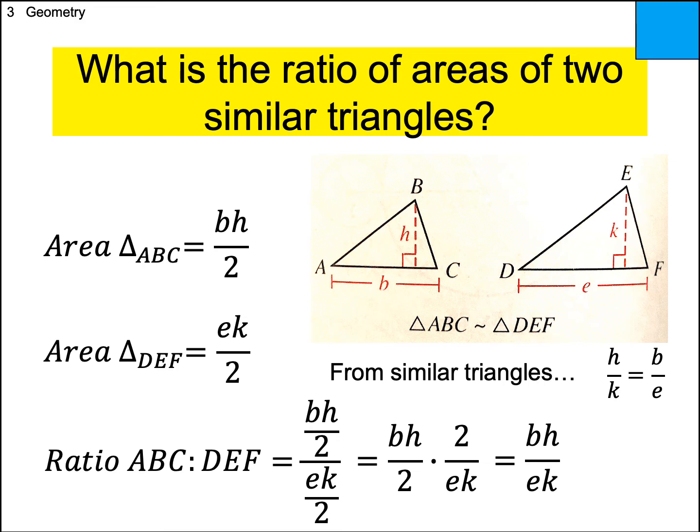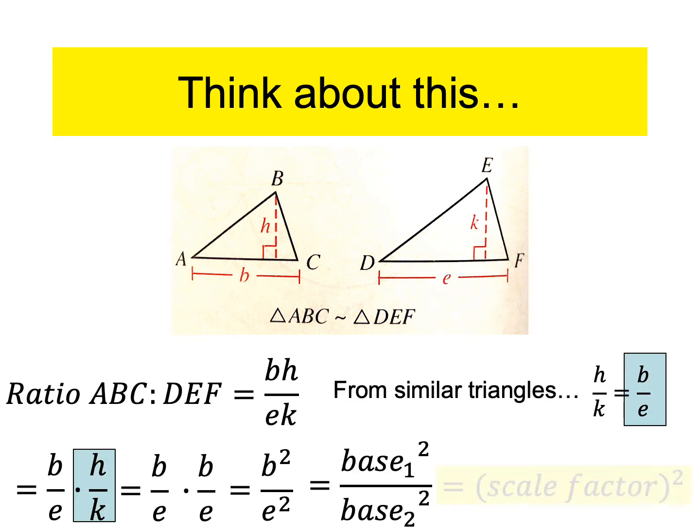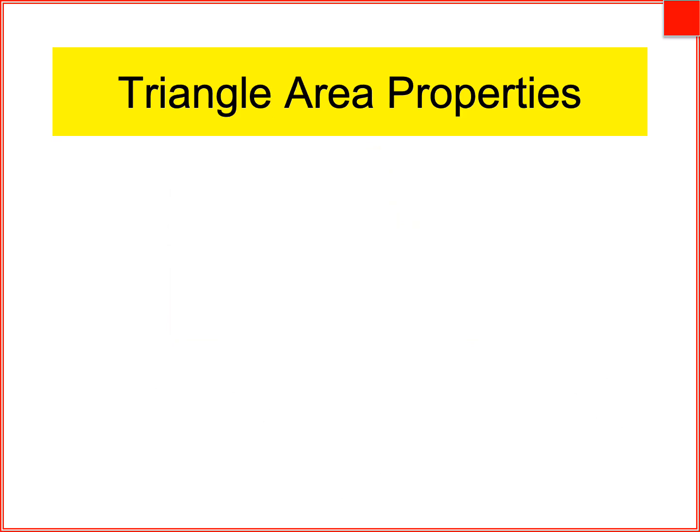So what does this basically say? That says if you have two similar triangles, BH, that would be the product of the base and height of one over the base and height of the second one. Okay, make sense? All right, we're going to continue this one for a little bit longer. So think about this. We just found that if two triangles are similar, you get this.